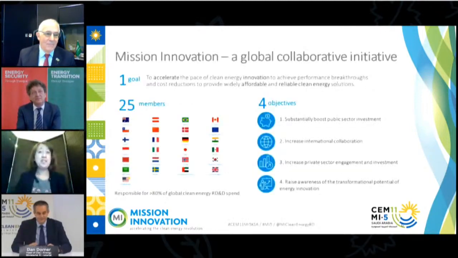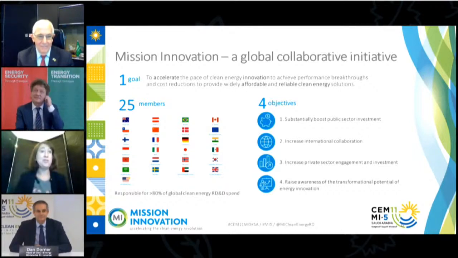So Mission Innovation is a global collaborative initiative of governments focused on accelerating the pace of clean energy innovation to achieve performance breakthroughs and cost reductions to provide widely affordable and reliable clean energy solutions. It was launched nearly 5 years ago now at COP21 in 2015, and now has 25 members who are responsible for more than 80% of global research, development and demonstration spend.